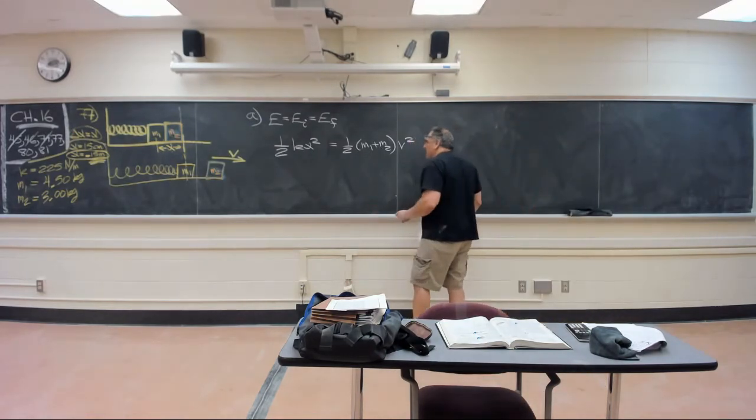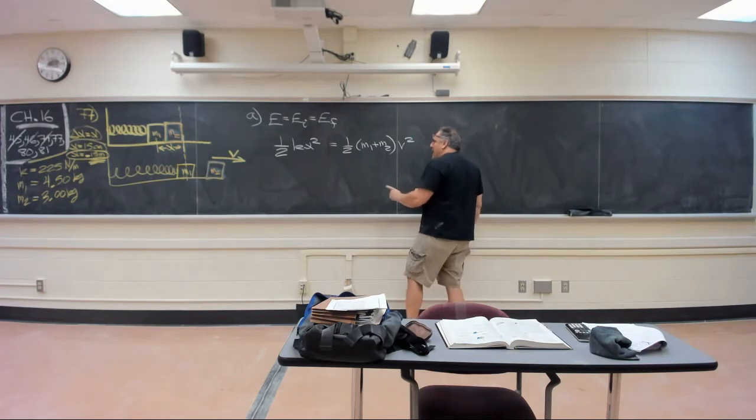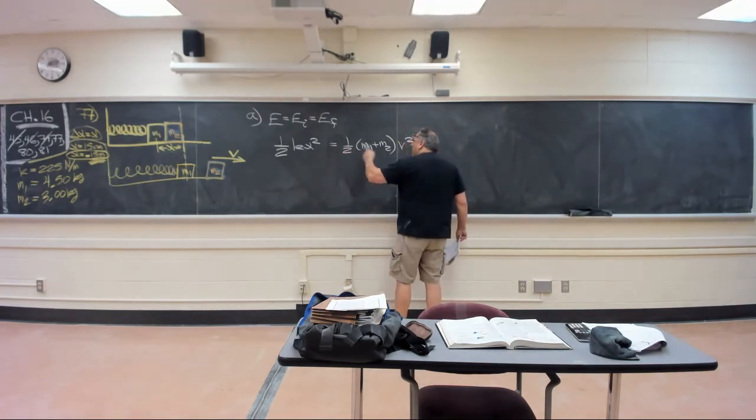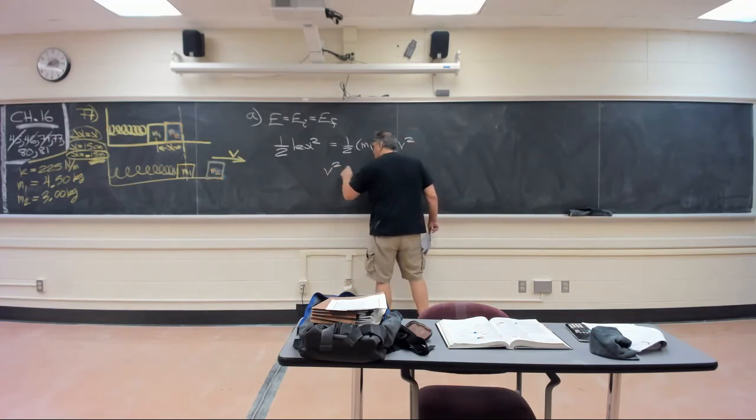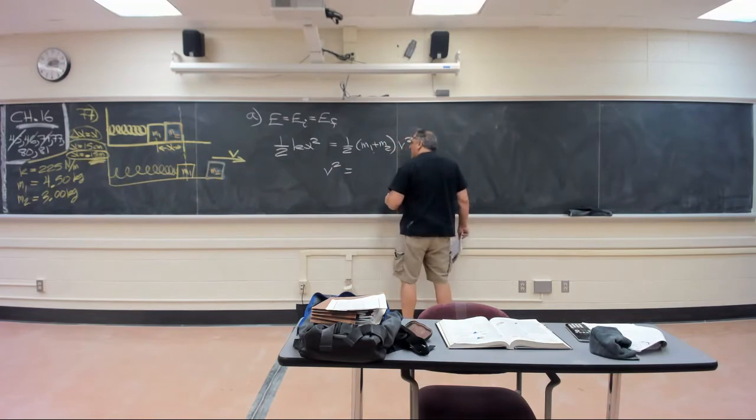That's it. Why don't you multiply by 2 on each side of the equation, divide by the sum, m1 plus m2, and v squared equals k over the quantity m1 plus m2, times x squared.